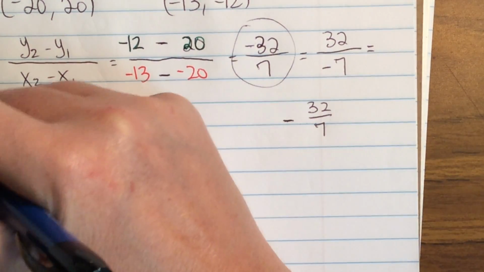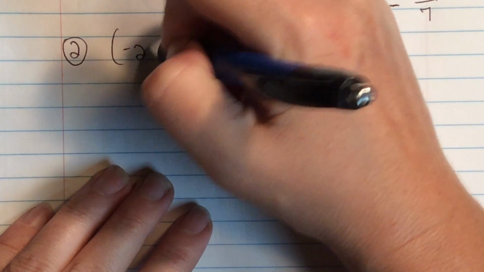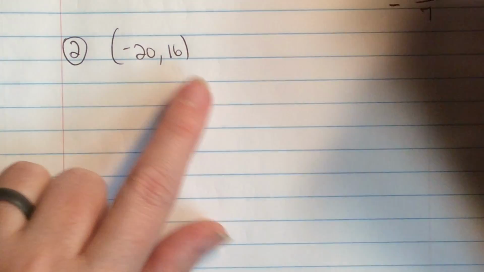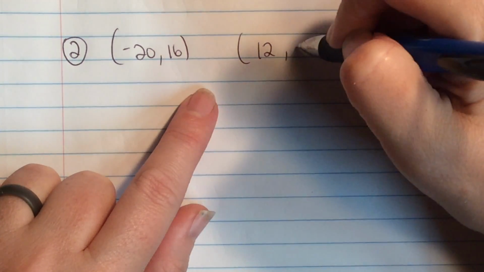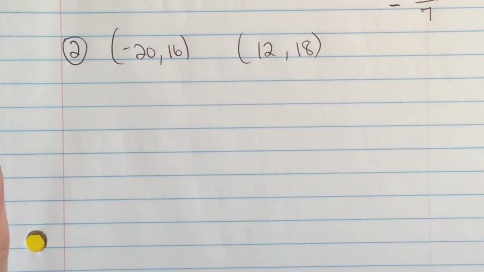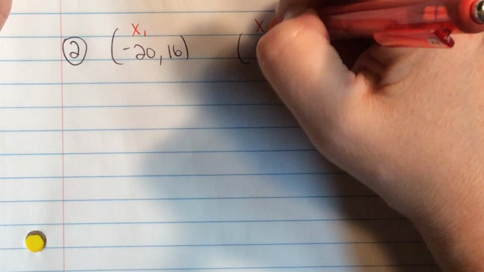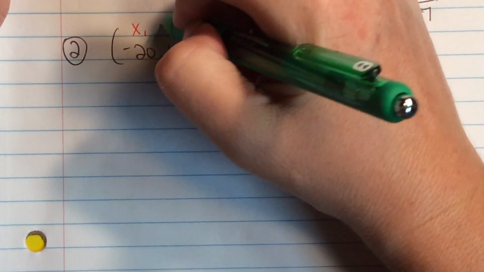All right, number 2. Number 2, the 2 points must really like negative 20. Negative 20, 16, and 12, 18. So I got my x's, I got my y's.